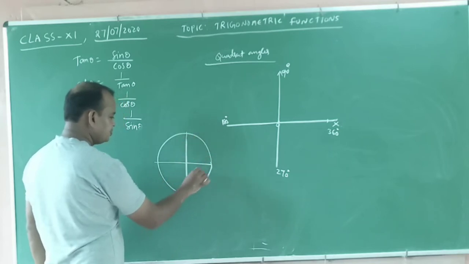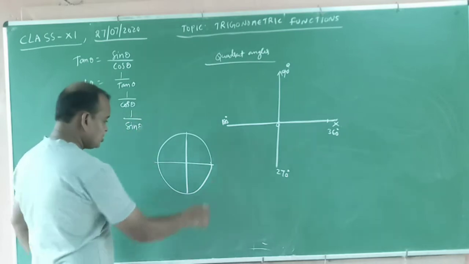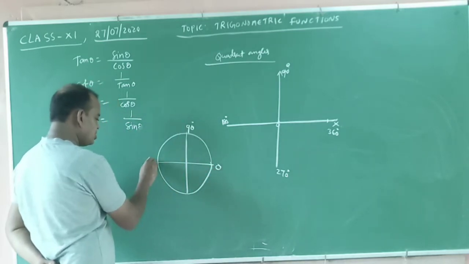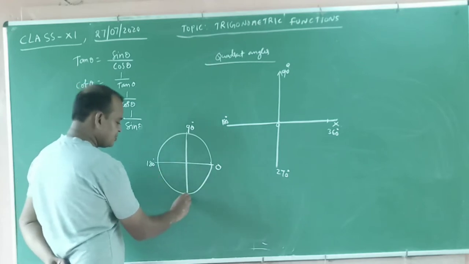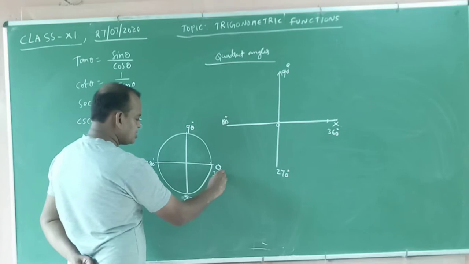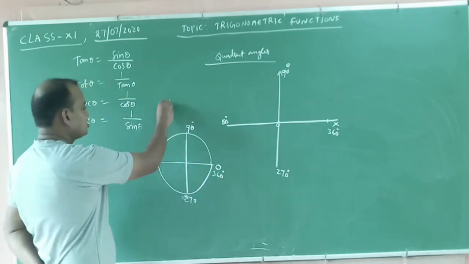In this circular path, suppose here how much? 0. This is how much? 90. This is how much? 180. This is how much? 270. This is how much? 360. Now we will find the values of the sine function. What happened?